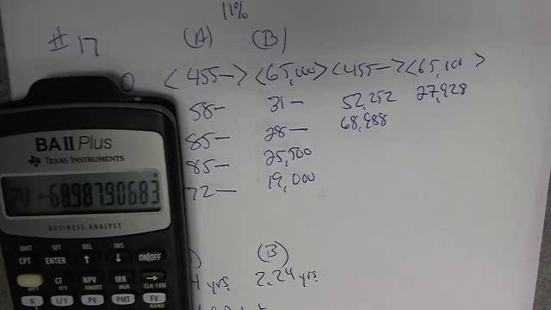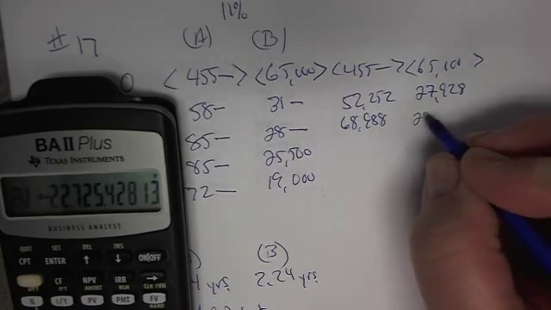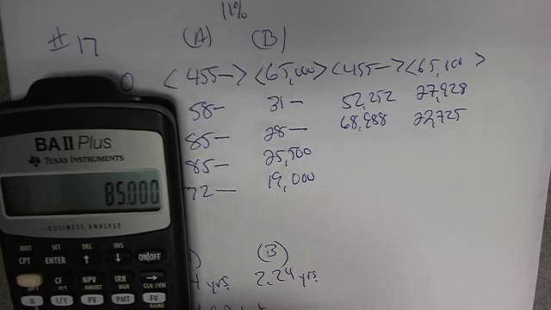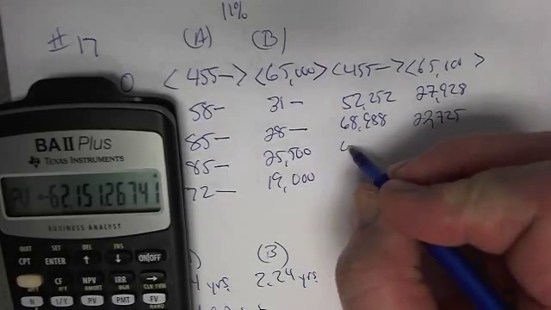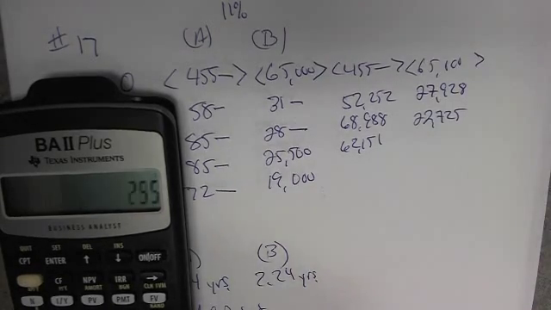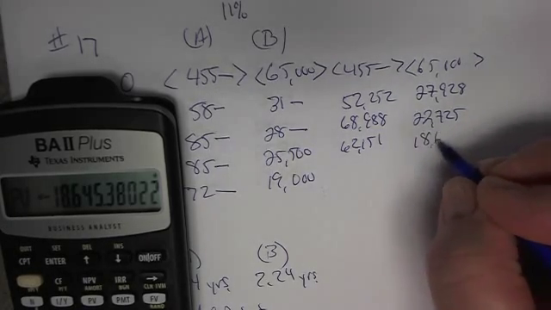And we have $28,000, which gives 22,725. Okay, and then we have 85,000 again as the future value, but now we're going to do 3 for n. Compute the present value of 62,151. I put in the 25,500 as a future value, and we'll compute the present value of 18,645.